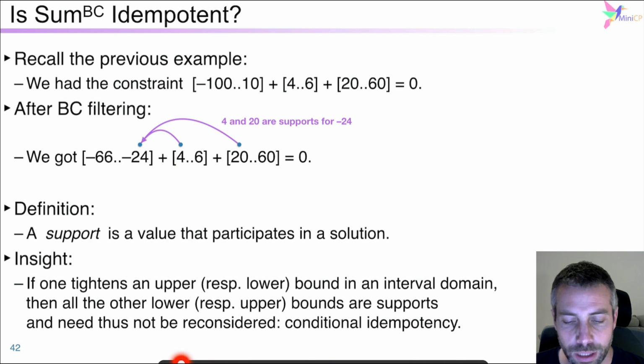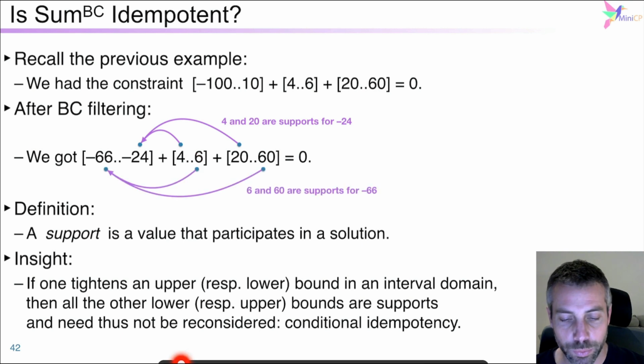Because we were able to update it to minus 24, you know that we will not be able to shrink further the minimum of the other domains because they participate in a solution. And for the same reason, we were able to update the minimum of the domain of x1, and therefore these two values also participate in the solution: minus 66 plus 6 plus 60 equals 0. That's the reason why calling the bound consistent filtering for the sum constraint a second time is not interesting if you have interval domains.